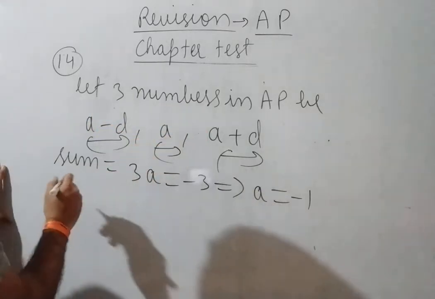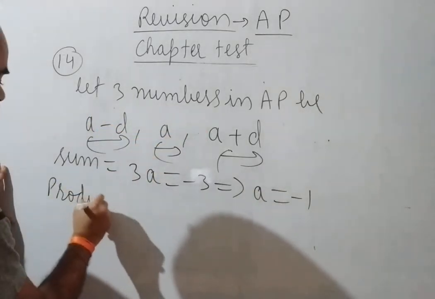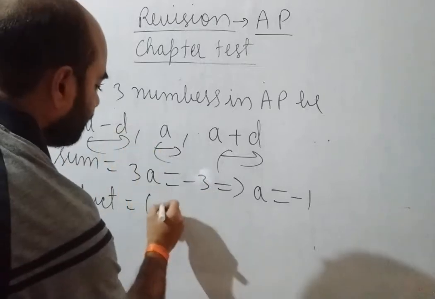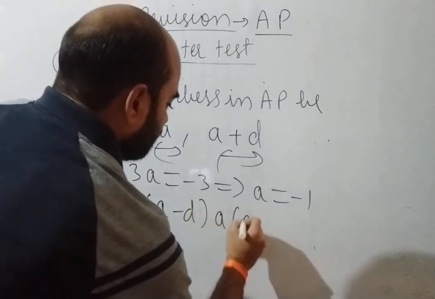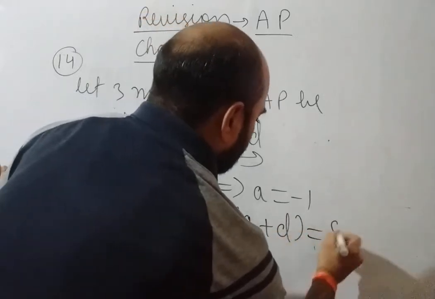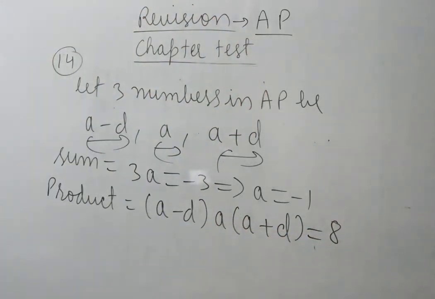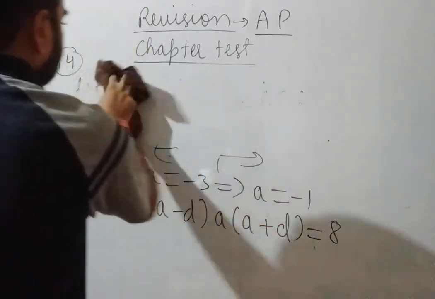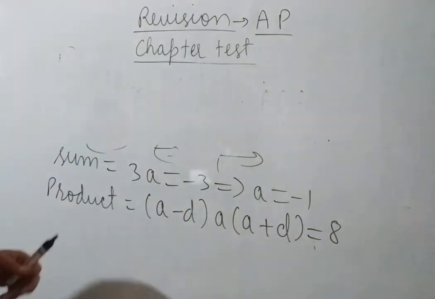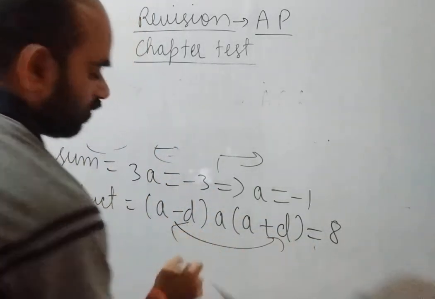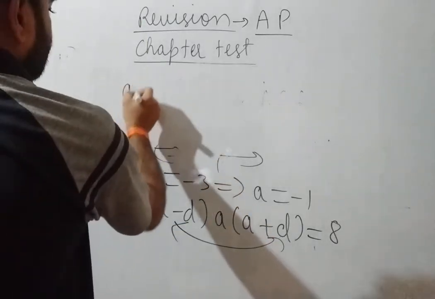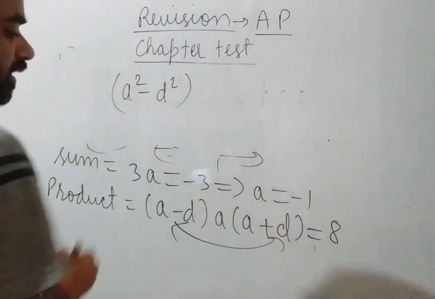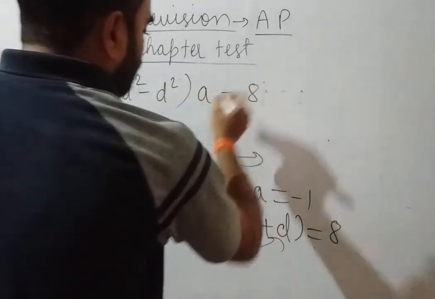Now the product is 8. When you take the product, A minus D, A, A plus D is equal to 8. Sum we have done. Now the product is 8, so we can substitute the value of A. But before that, we can take these two terms. Now A minus D into A plus D, what will come? A square minus D square, and into A is equal to 8.